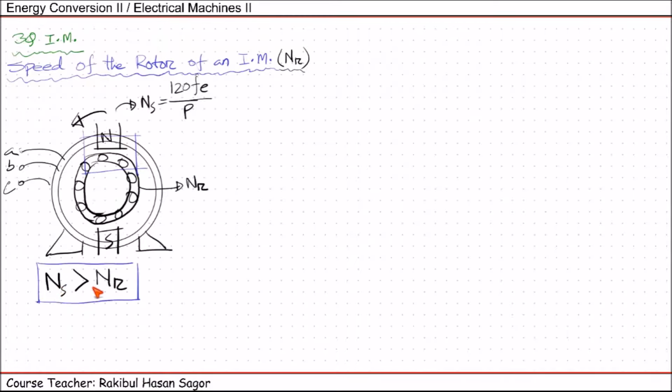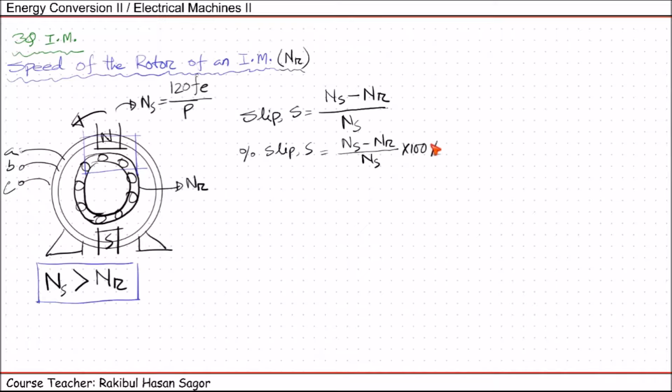The difference between ns and nr with respect to ns is termed as slip. So what is slip? Slip, generally denoted by s, is equal to (ns minus nr) over ns. Sometimes slip is represented as a percentage. So percentage slip s is equal to (ns minus nr) over ns, into 100%.